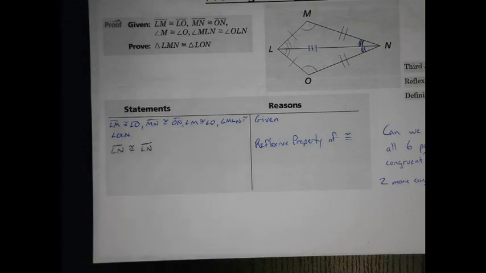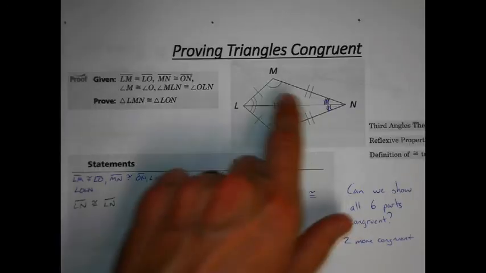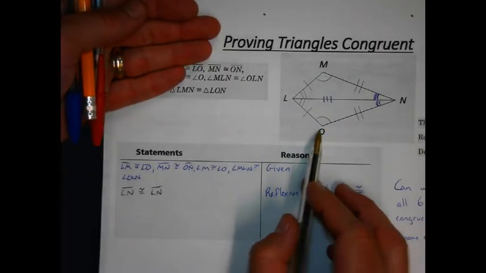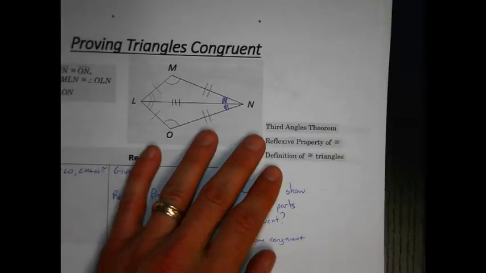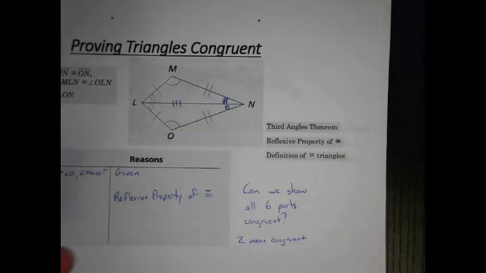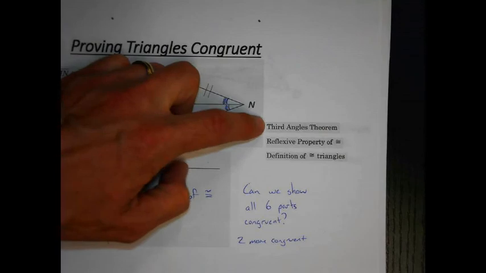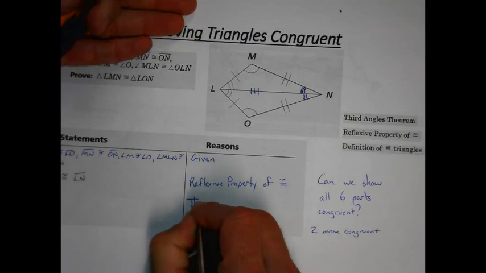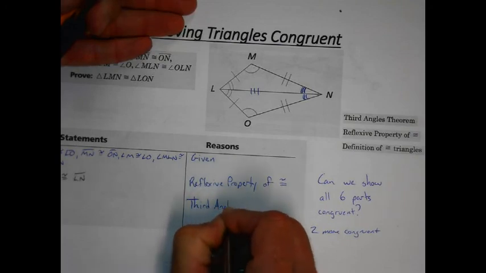I need the angles. Okay, so I need angle MNL and angle ONL. Okay, so how can I establish then? Look at the list given. To establish those angles congruent, don't you think we should use third angles theorem? Yeah, I agree. So let's do that. Okay, so we have third angles theorem.